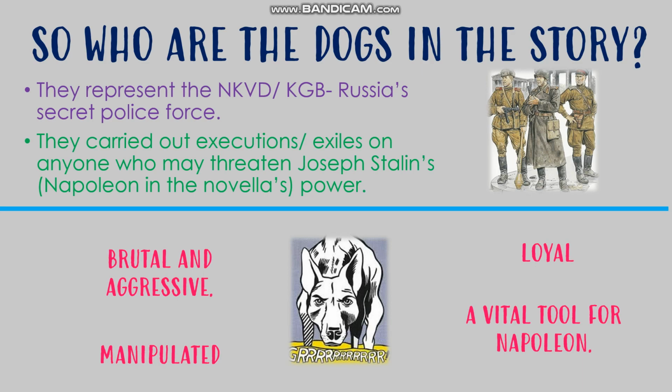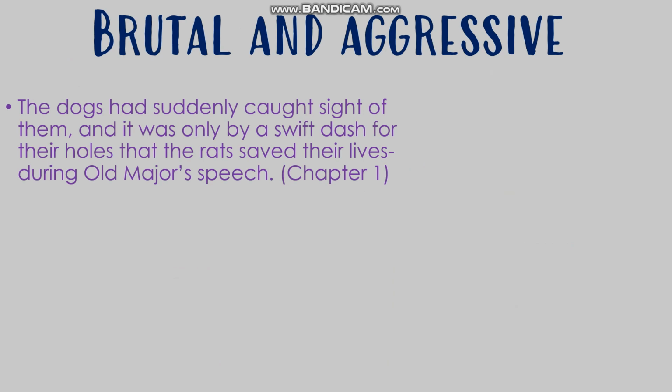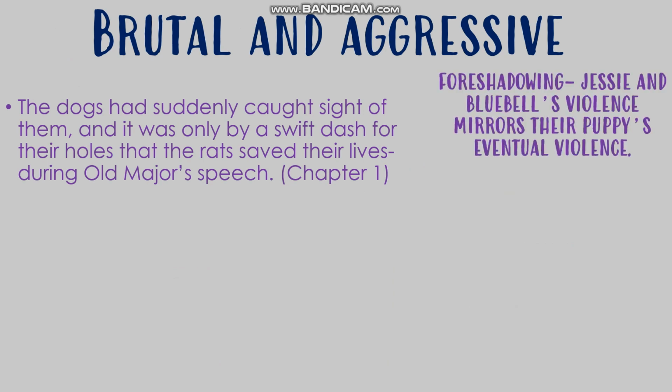throughout the novella. So first and foremost, the first word I would actually use to describe the dogs is that they are brutal. And we see this very clearly and strangely right at the start of the text, before Napoleon even is in power in the farm. And this is clear during Old Major's speech. The dogs themselves actually try to attack and kill some rats who are listening to the speech and listening to the commotion. And this immediately foreshadows the violence of the dogs.